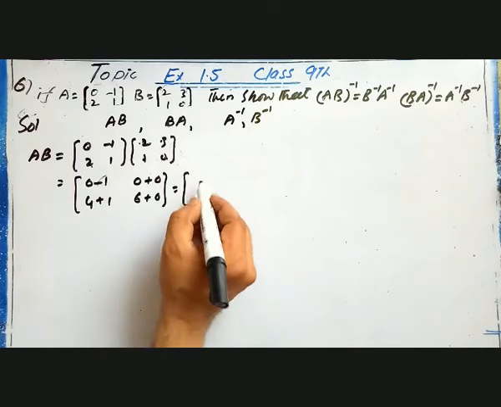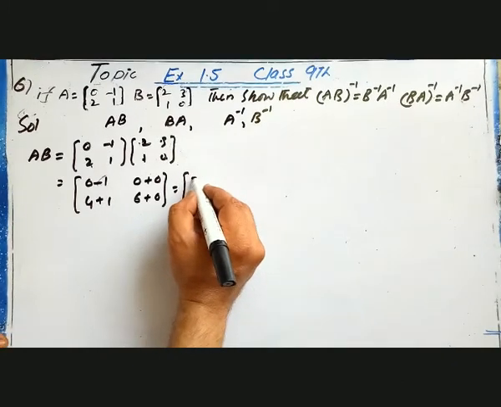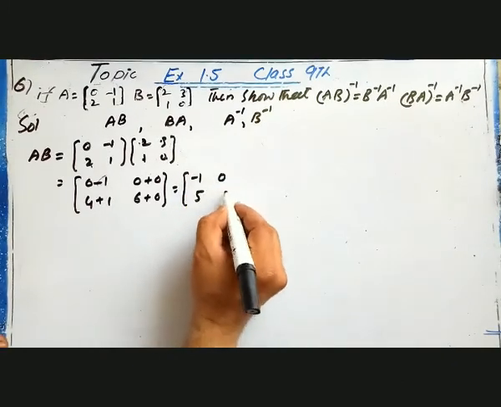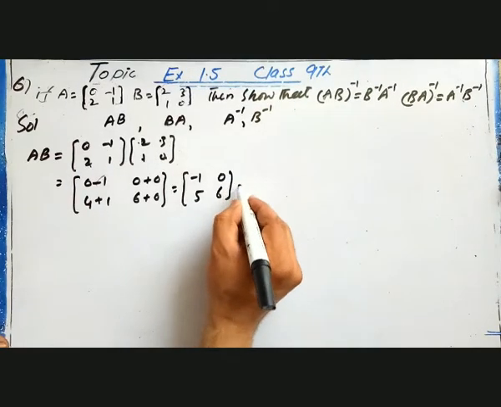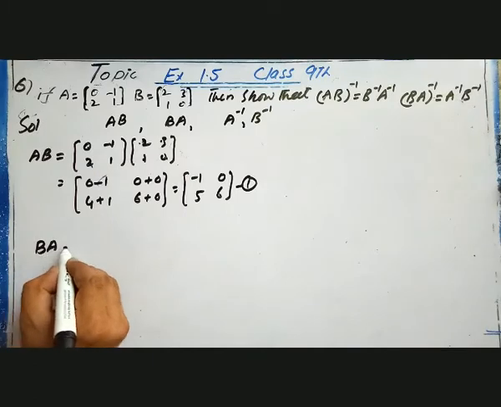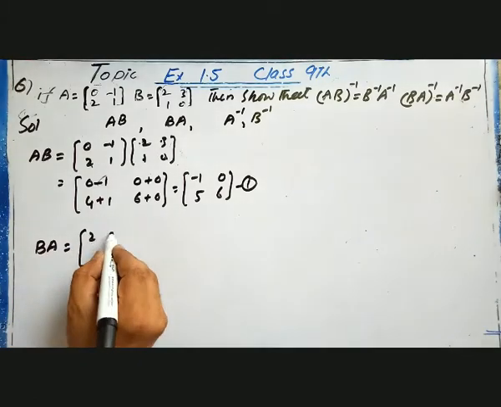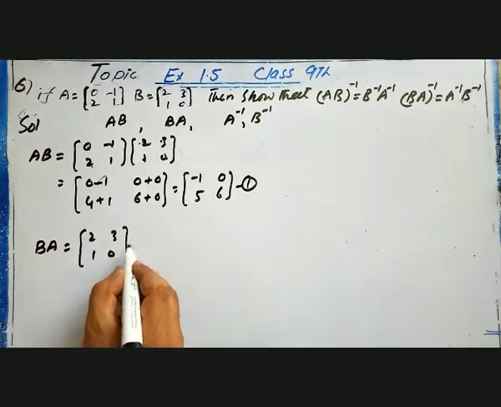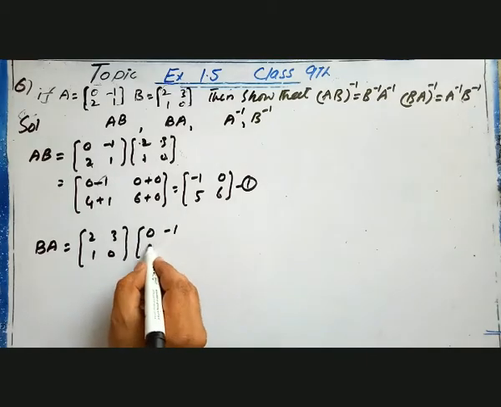It will give us -1 0 5 and 6. This is 1. Now we have to find BA. 2 3 1 0 and 0 -1 2 1.